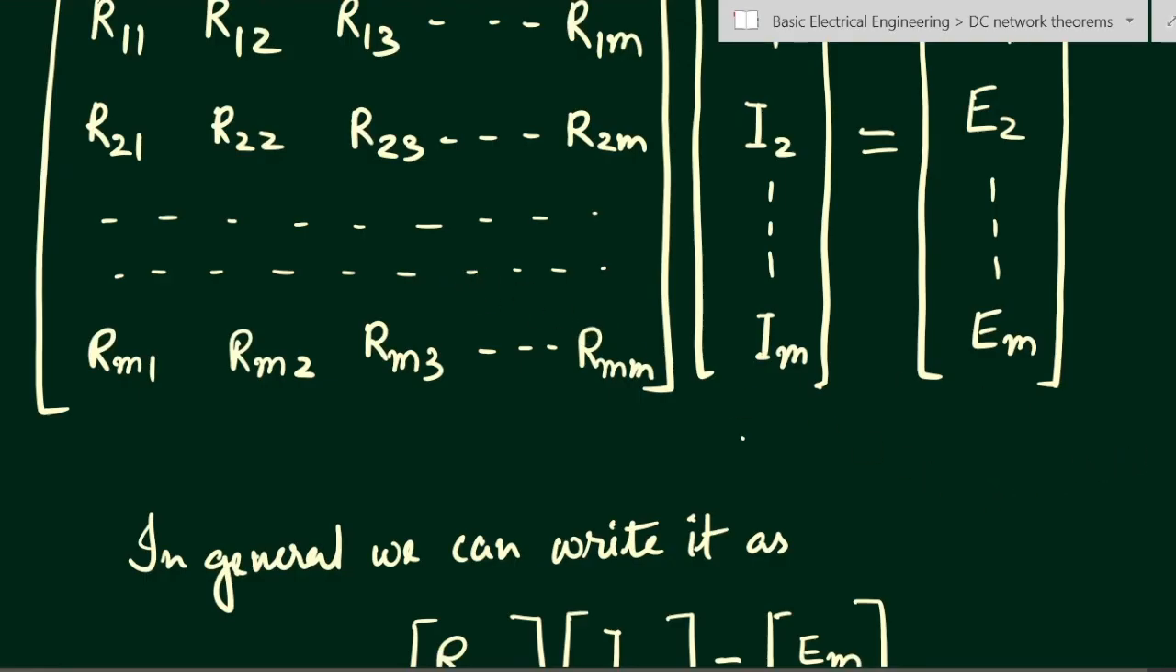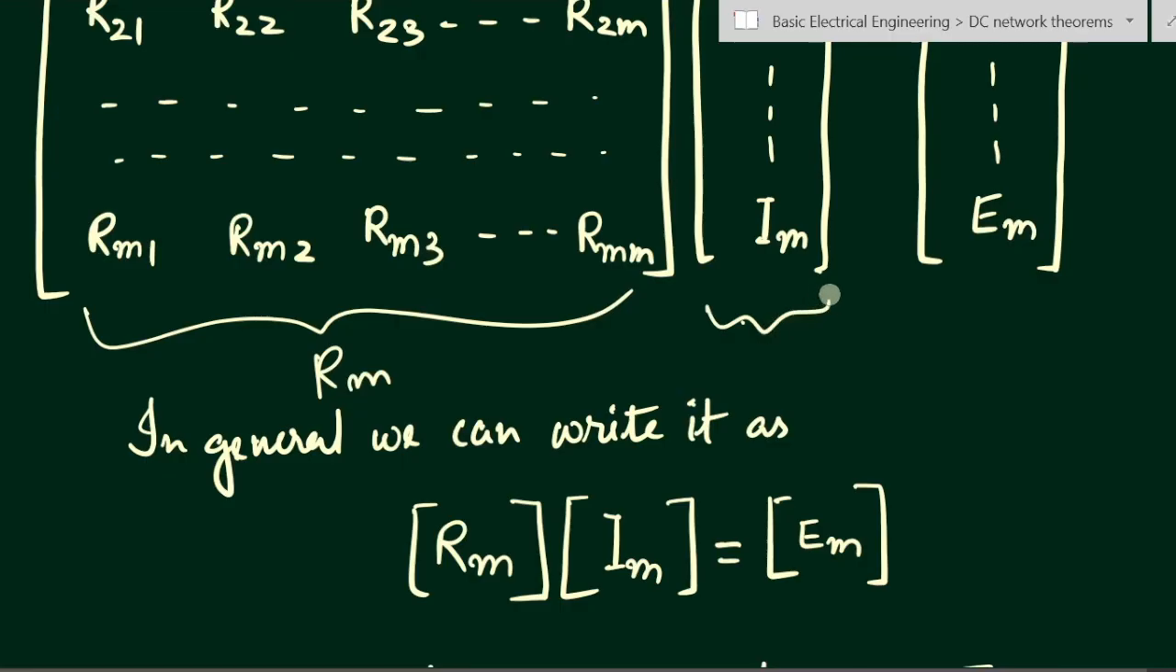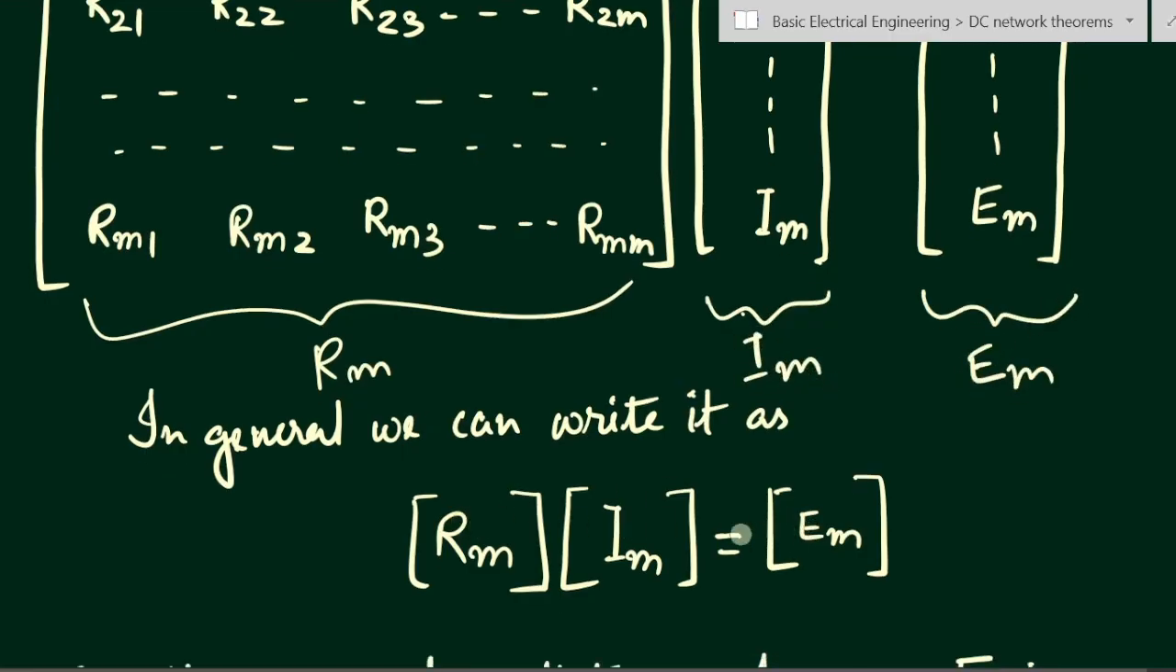This matrix can be rewritten as Rm into Im is Em. This is nothing but Ohm's law: R into I, resistance into current, is the EMF. This is Rm, because we have m number of meshes. This is Im, and this is Em. This is the simplified form of this matrix.